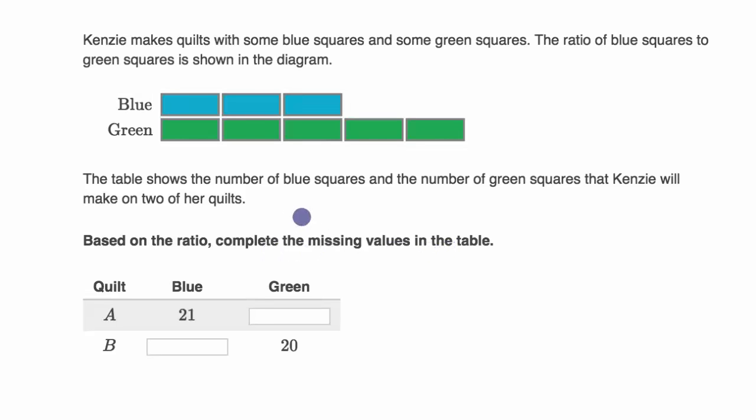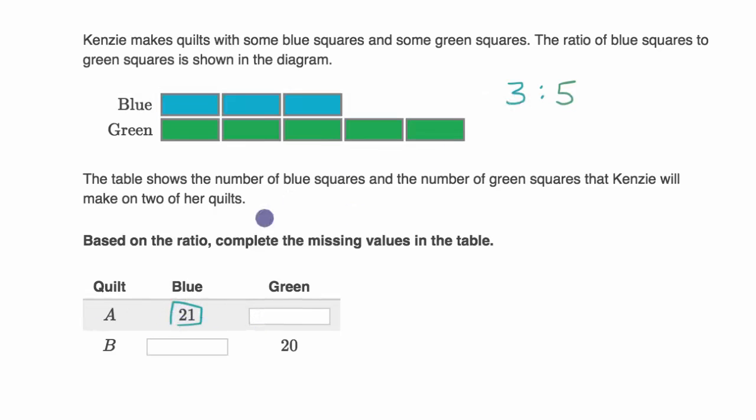Well, first let's think about the ratio of blue to green squares. So for every 3 blue squares, we are going to have 1, 2, 3, 4, 5 green squares. So the ratio of blue to green is 3 to 5. And so in quilt A, she has 21 blue squares. How many green squares would she have?